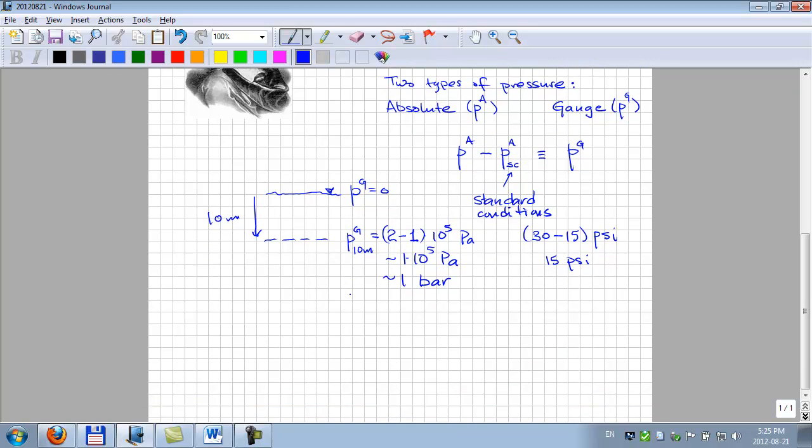So in the field units, we have psi A and psi G. It's used all the time. Okay?